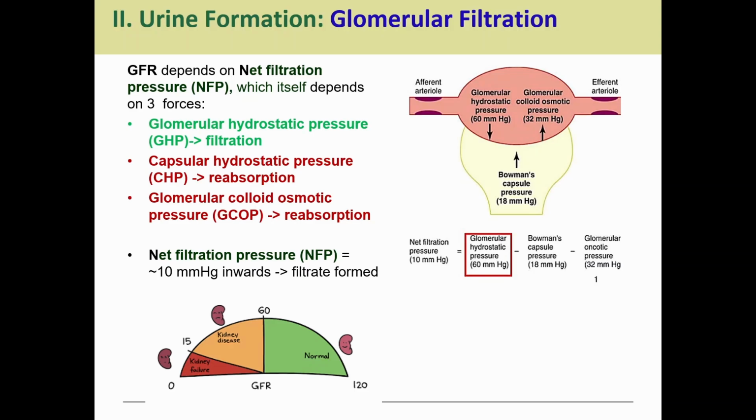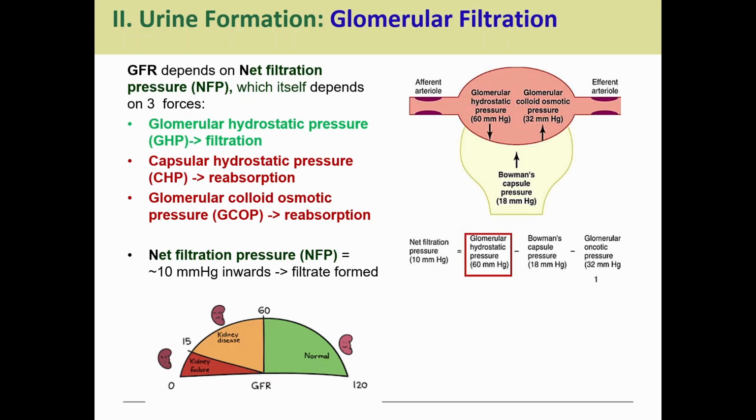The capsular hydrostatic pressure is going to promote reabsorption. This is the hydrostatic pressure of the fluid in the capsule pushing back at the blood, so that would push fluid from the capsule into the blood. And then the glomerular colloid osmotic pressure is from the proteins that we find in the blood, like albumin, which will pull fluid from the capsule space into the blood. So we have one pressure that is pushing fluid from the blood into the capsule, and two pressures that are pushing from the capsule into the blood.